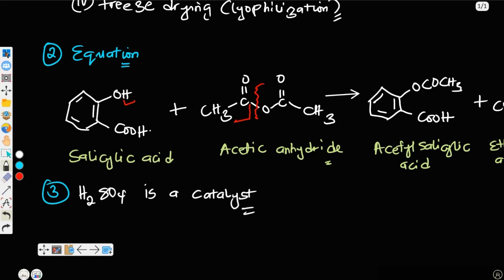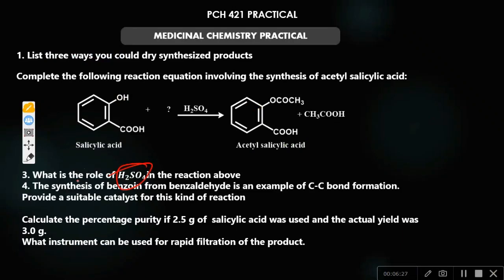H2SO4 is a catalyst. Now the next thing is: the synthesis of benzoin from benzaldehyde is an example of a carbon-carbon bond formation. Provide a suitable catalyst for this reaction. Now we are going to do this one in the next practical, because I'm taking it practical by practical, so that we should know what we will be expecting in each of the practicals and the questions that we may likely encounter.